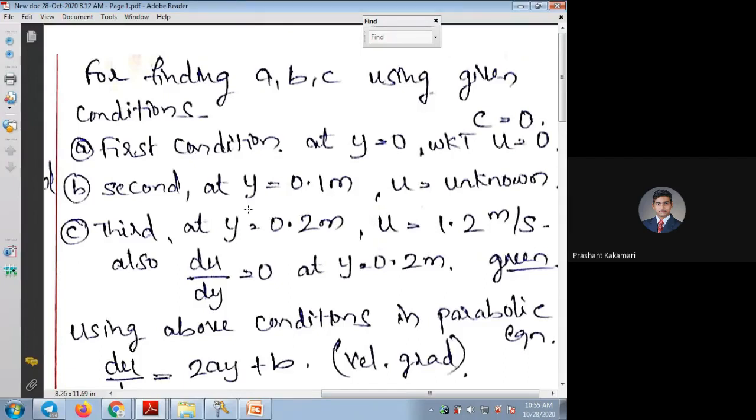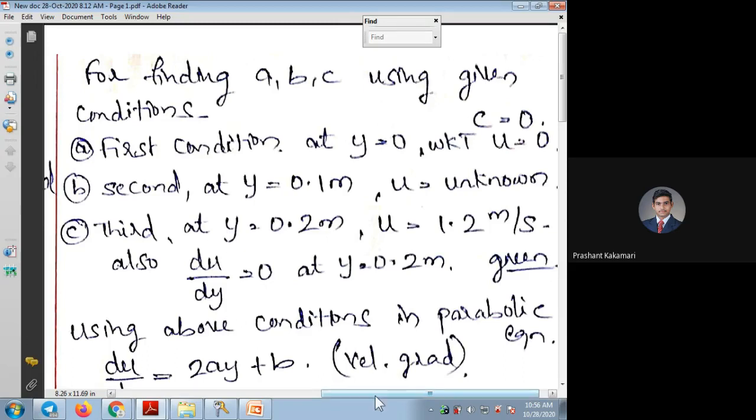Second condition is we need to find out the velocity at 10 centimeter, that is at 0.1 meters. At 0.1 meters, if you see, velocity is unknown. That we need to find out. Velocity is not at all given. But in the third case, if you see, at a distance of 20 centimeter or 0.2 meters, velocity is given in the problem itself. It is 1.2 meter per second.